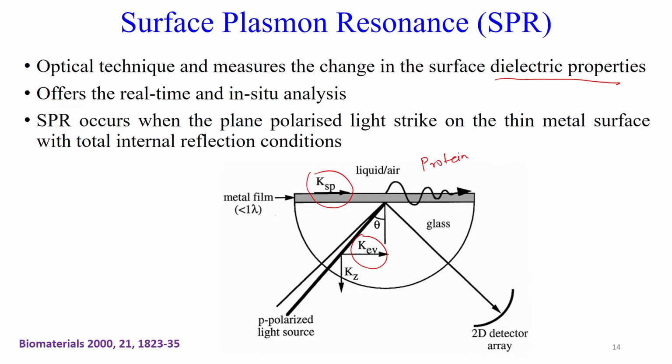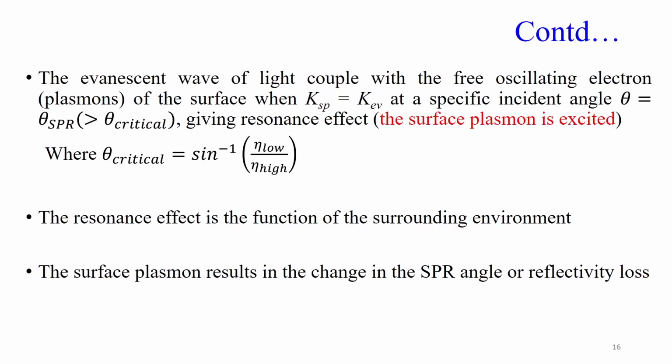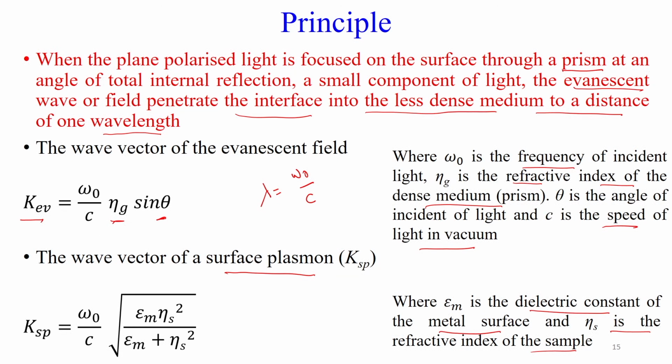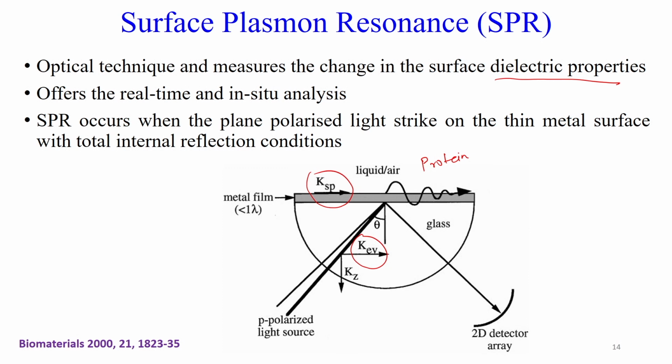When we are passing this polarized light, the value of theta should be such that it matches with theta SPR, and that theta SPR should always be greater than the critical theta. The critical theta value we calculate as sin inverse of the refractive index of the low density divided by the refractive index of the high density. High density we consider the prism, and low density we consider that particular protein.